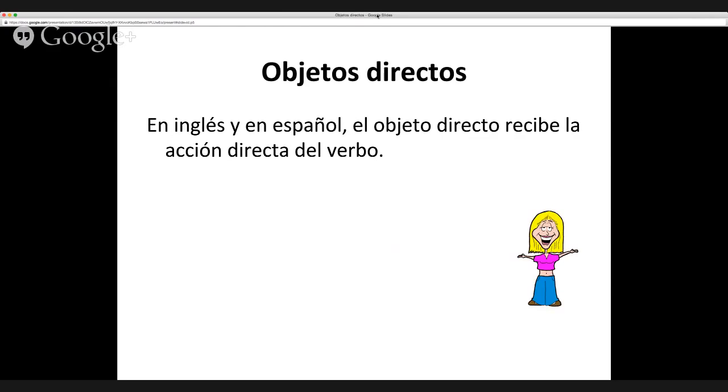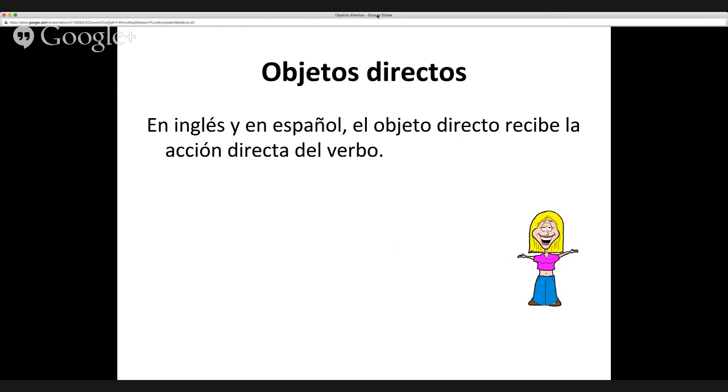Bien, objetos directos. The most important thing that comes to mind when we start talking about direct objects is, what are direct objects, and do we even know what they are in English? I probably didn't know what a direct object was before I started studying Spanish, so it's okay to be in that boat if you're not sure what one is. En inglés y en español, el objeto directo recibe la acción directa del verbo. It receives the direct action of the verb.